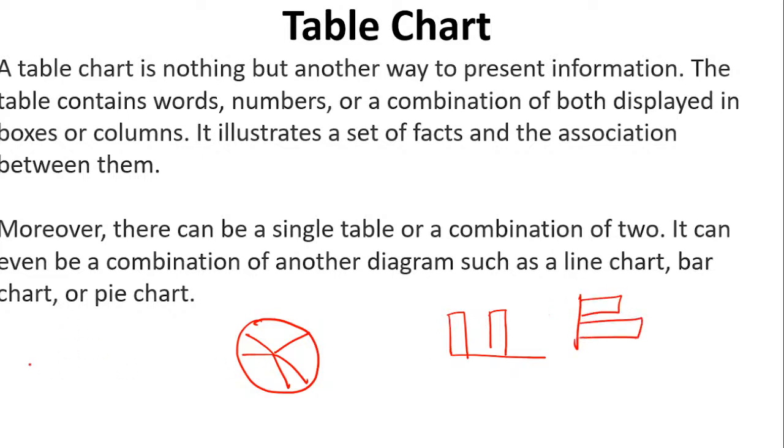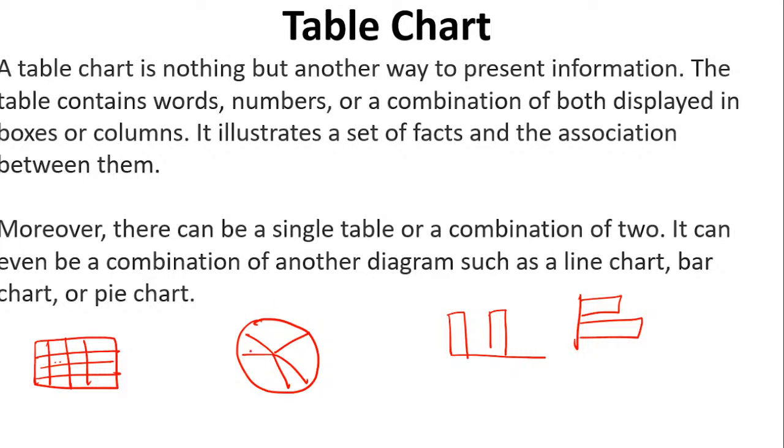A table chart is a table with different columns, and values are written in it. The values could be in percentage form, fraction form, or direct numbers. So this is how a table chart is. It is a single table or a combination of two tables. A table chart can also come along with a pie chart. This is some advanced level of table chart that is not going to be asked in UGC Net 2022.